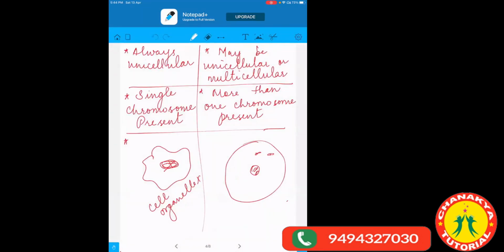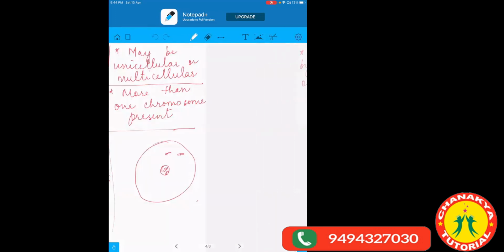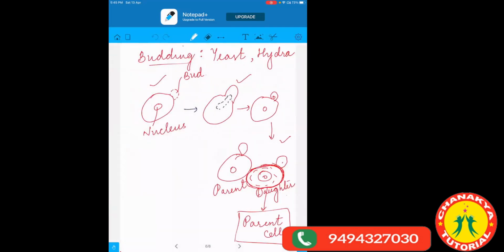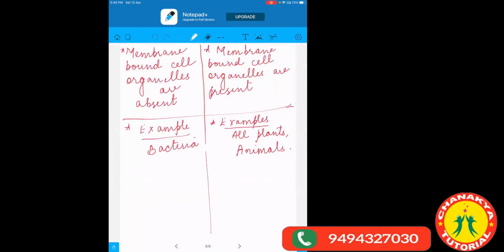Then prokaryotics, they are always unicellular, whereas in the eukaryotic, they can be unicellular or they can be multicellular. Then in prokaryotic, they have a single chromosome present, whereas in the eukaryotic, they have more than one chromosome present. Then in the prokaryotic, cell division occurs by fission or budding, whereas in the eukaryotic, it occurs by mitosis and meiosis. Then the membrane-bound organelles are absent in the prokaryotic cells, whereas they are present in the eukaryotic cells. Example, bacteria. Example, all plants and animals.